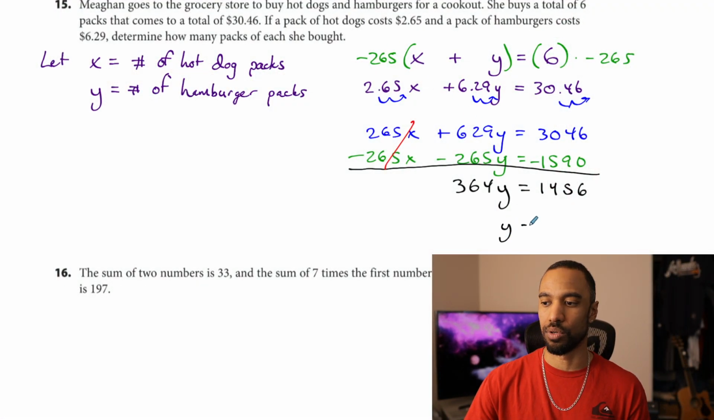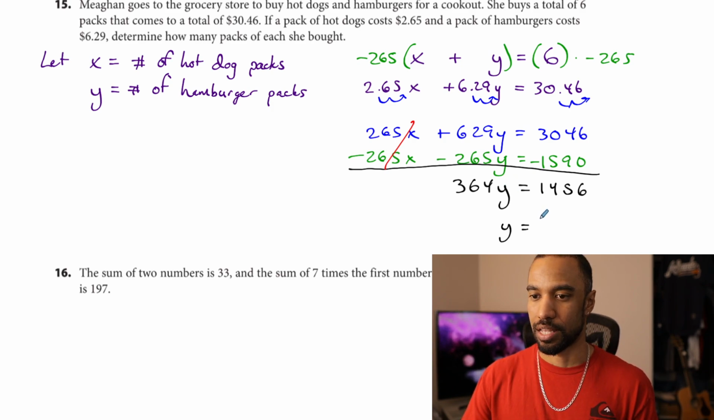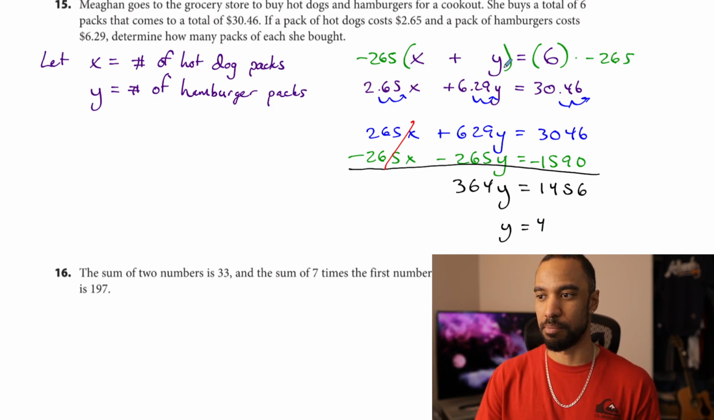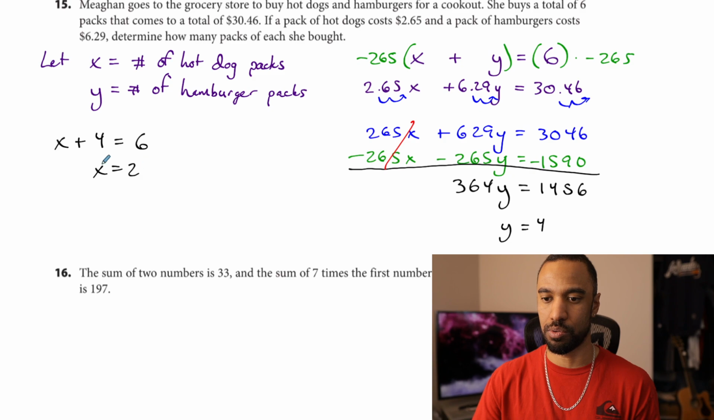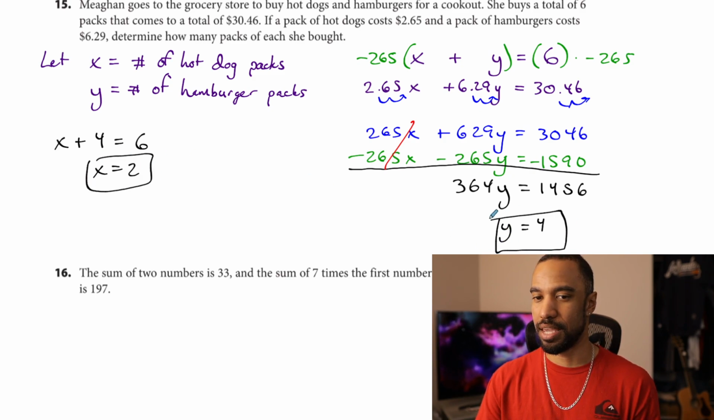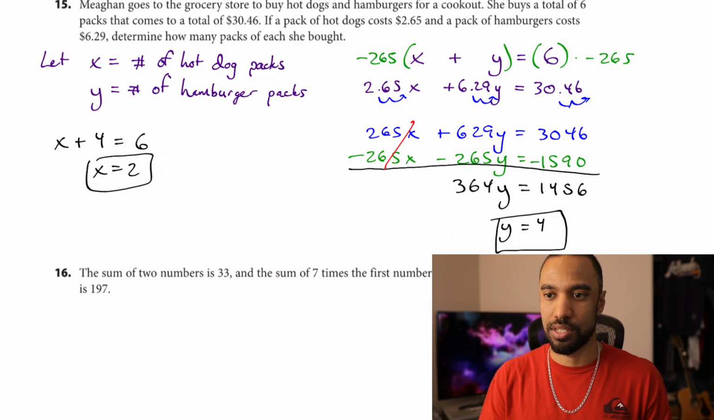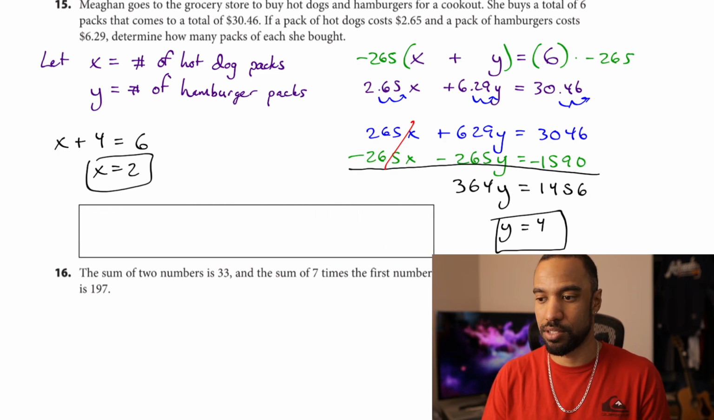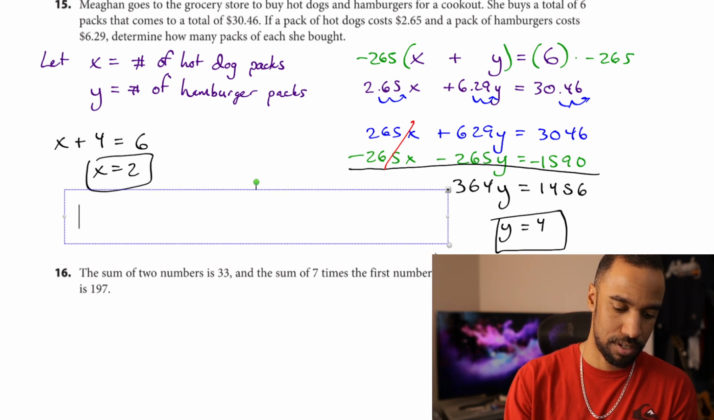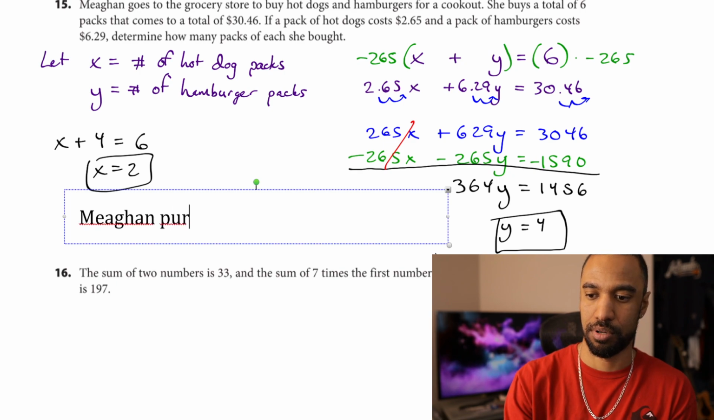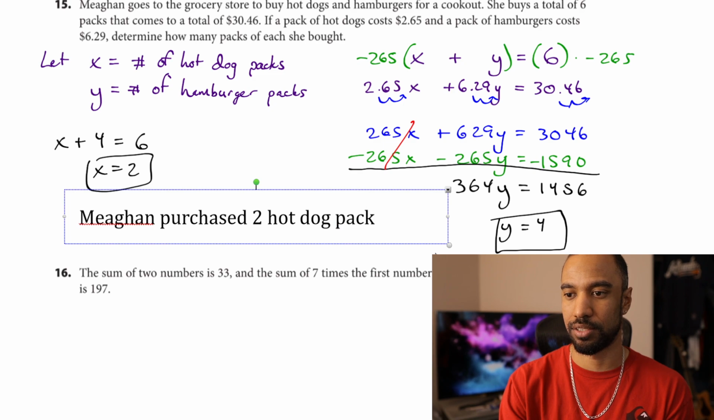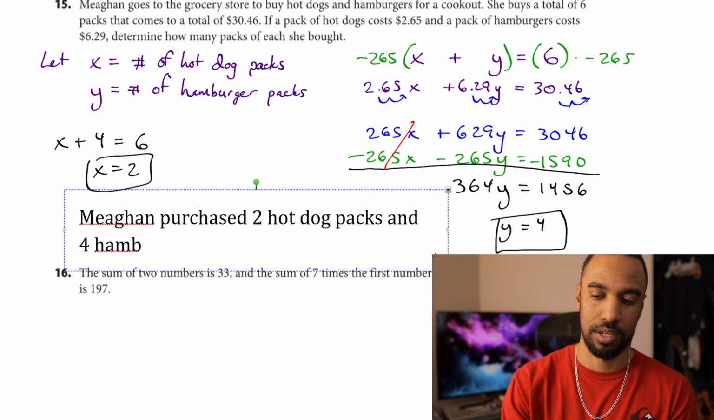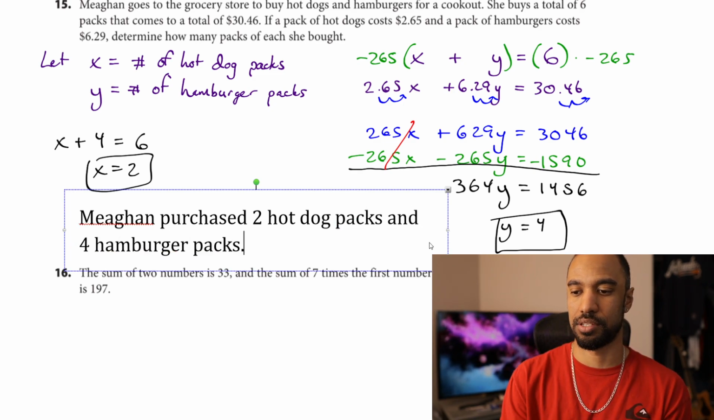So y equals 4. That's 4 hamburger packs purchased. It must mean there were then 2 hot dog packs purchased. x plus 4 equals 6, so x equals 2. So Megan purchased 2 hot dog packs and 4 hamburger packs. Look, she misspelled her own name. 2 hot dog packs and 4 hamburger packs.